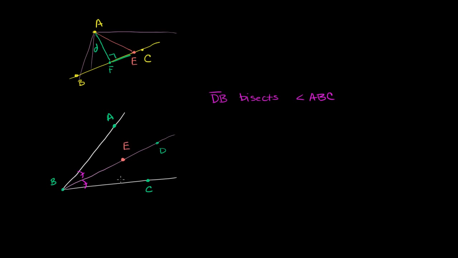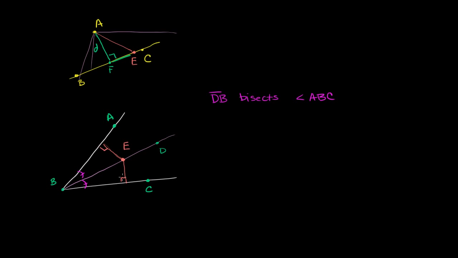So this is going to be an arbitrary point on our angle bisector. And now let's look at the distance between E and BC and the distance between E and BA. We already said that the distance between a point and a line is if you drop a perpendicular from a point to that line, which you can always do. So let's draw a perpendicular right over here. This is one distance, and then this is the other distance.